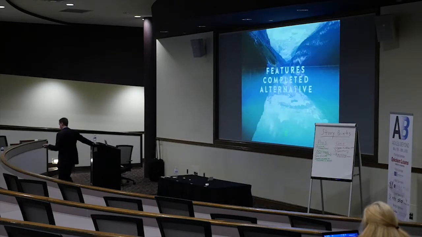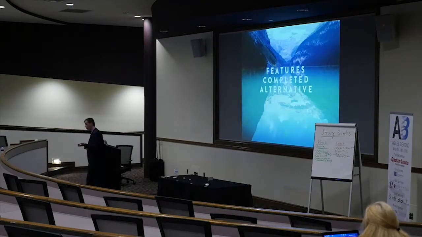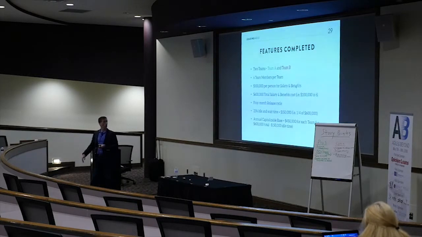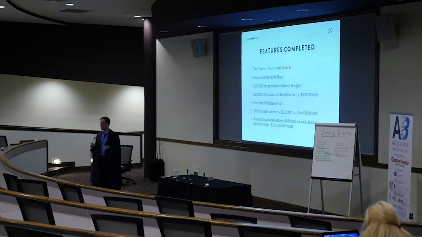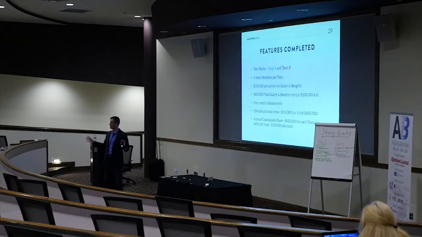I thought the best way to explain it is really through an example, and then we can go from there. So we're going to have Team A and Team B, 2 teams. There's 6 people on each team. Interestingly enough, everybody on the team makes $100,000, including benefits. It just worked out that way. So it's $600,000 per team, okay? Pretty simple math.